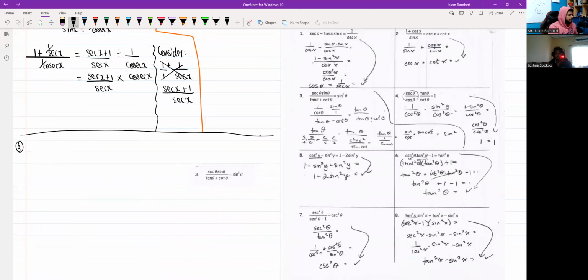Number 3. Sec theta times sine theta over tan theta plus cot theta is sine squared theta. Give me your thoughts on this one. Required to prove, proof. What side are you going to take and why?